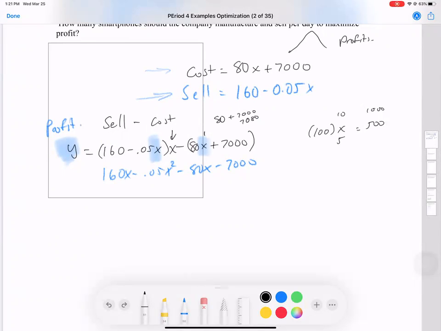There's also a negative part of it. So the more phones I make, the less money I make. So if I make 100 phones, 100 times 0.05 is $5. So I'm only making 160 minus $5. I'm only making $155 per phone now. So there's a point where I start capping out.